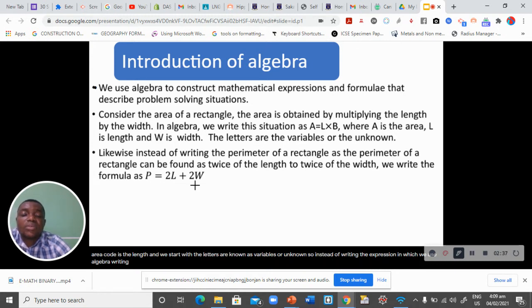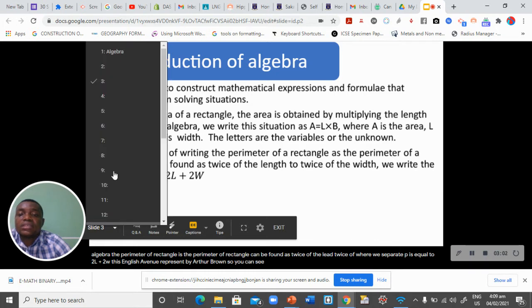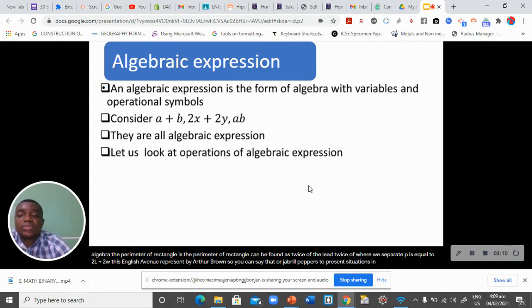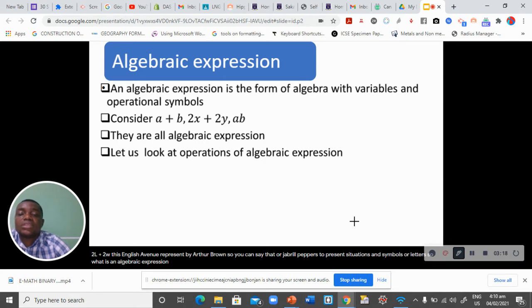Likewise, instead of writing that the perimeter of a rectangle can be found as twice the length plus twice the width, we simply write P is equal to 2L plus 2W. This English has been represented by algebra. So you can say that algebra helps us to represent situations in symbols or letters. So what is an algebraic expression? An algebraic expression is the form of algebra with variables and operational symbols. So any expression with variables or letters unknown and operational symbols.